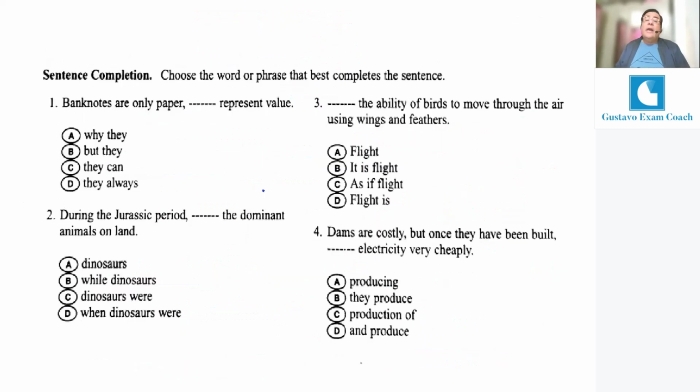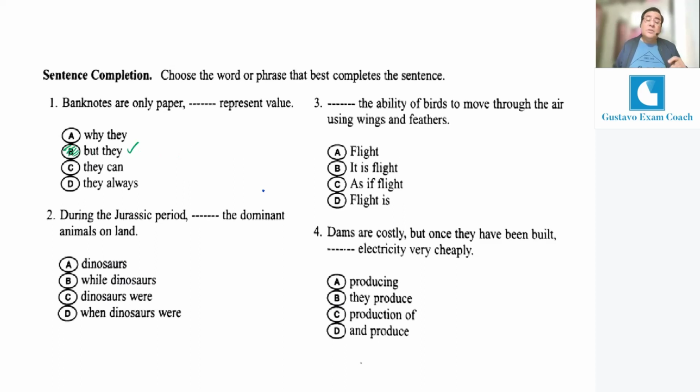At this point, you can pause the video so that you have enough time to solve these first 4 questions. Very well then. Let's see the answers to these 4 questions. The first one says, banknotes are only paper, comma, and we have among these options, but they represent value is the correct one. Yes, this one, B.